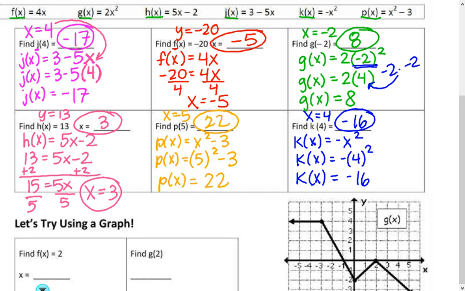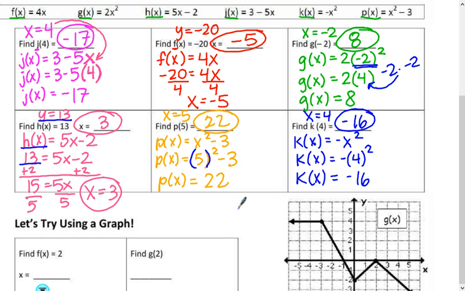Alright, on this one, let's see, h of x equals 13, so they gave me a y value, so I plugged 13 in for my y value, and I solved for its x value. On this one, they gave me another x value. I wrote down my p of x function, and again, using those parentheses, I replaced my variable, my x, with the number, and then I solved for y, or p of x.